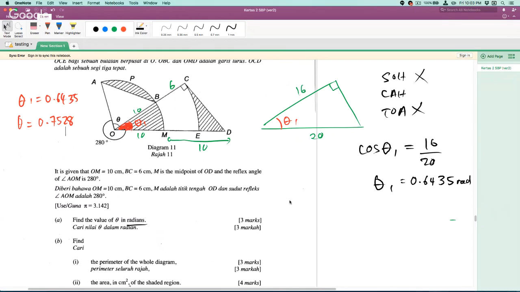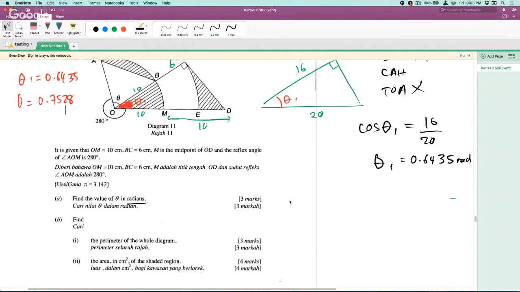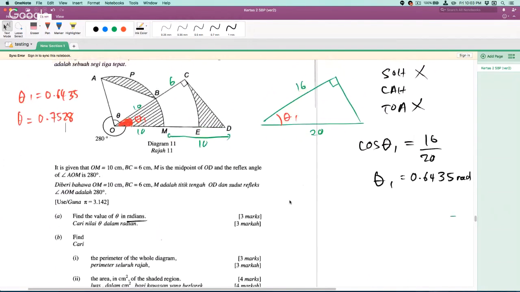Okay, into part B over here. Find the perimeter of the whole diagram. So basically, you need to find the perimeter of the whole diagram. What the perimeter means is this one, plus this one, plus this one, plus this one, plus this one. This is the perimeter of the whole diagram, which I already shaded in red.